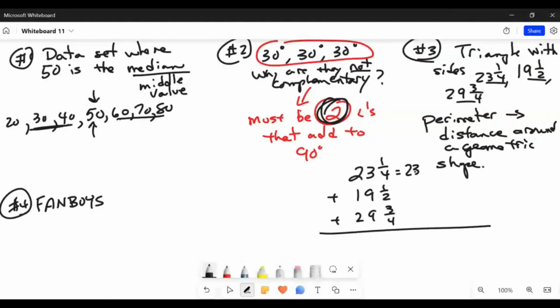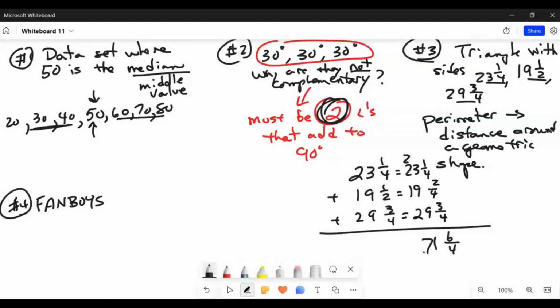So this is 23 1/4. This is 19, and if we change 1/2 into fourths, it's 2/4. And 29 3/4 is already in fourths. Now we can add the fractional parts. 3/4, 2/4, and 1/4 would be 6/4. 23, 19, and 29. 9 and 9 is 18, 19, 20, 21. And then 2, 4, 6, 71.